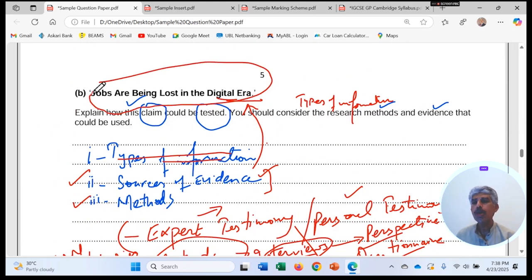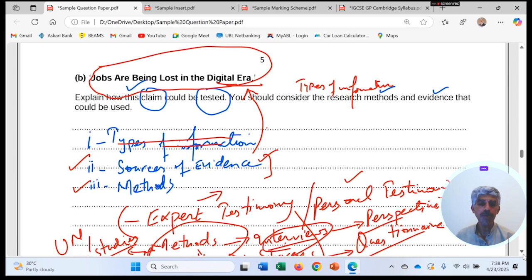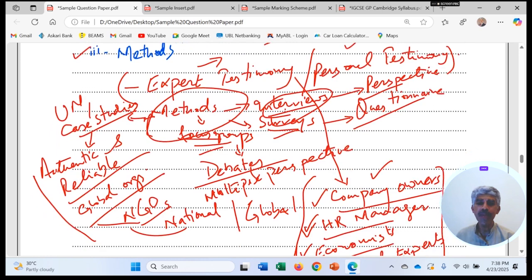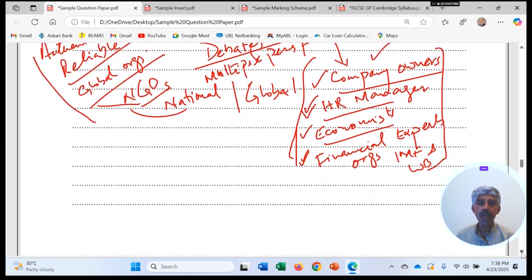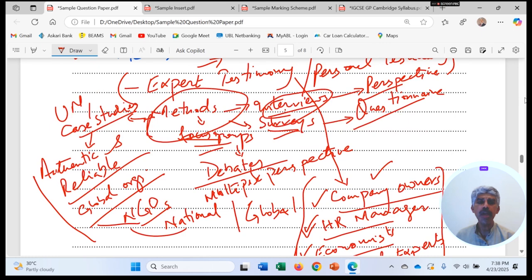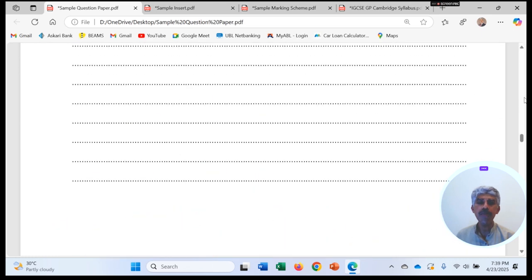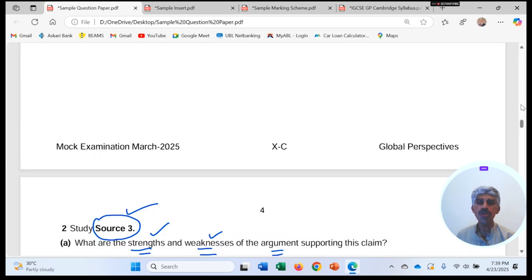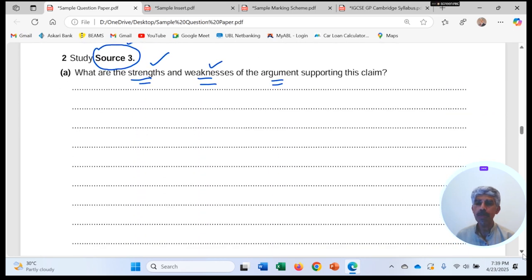So in this way, you will be able to explain the whole of this question in these lines, and it will be of 8 marks. So it means that there is an 8 marks question of strengths and weaknesses, and an 8 marks question of test the claim. So this is question number 2.